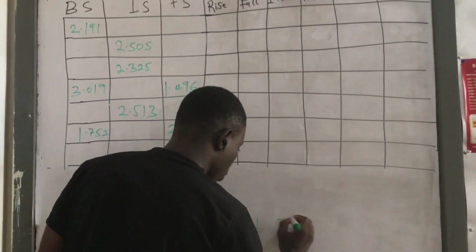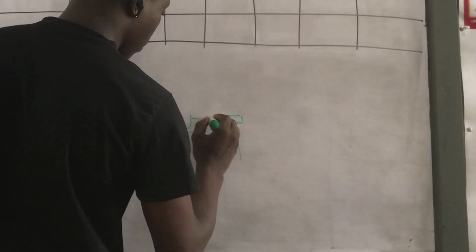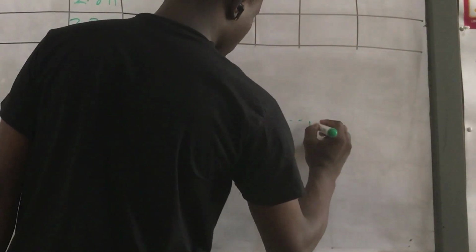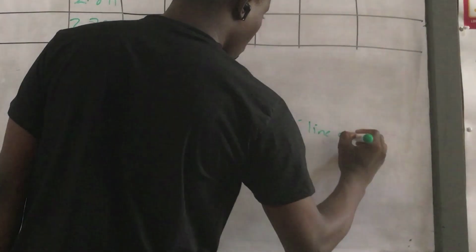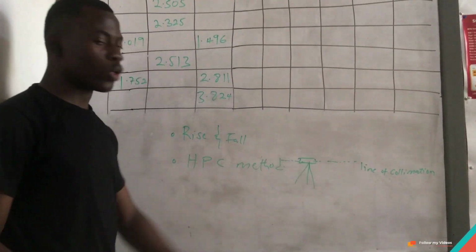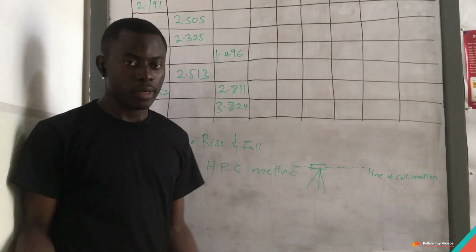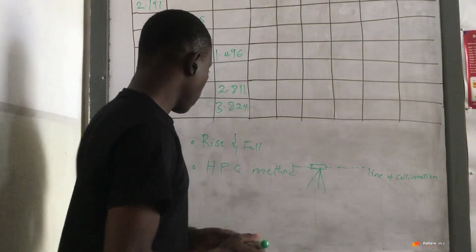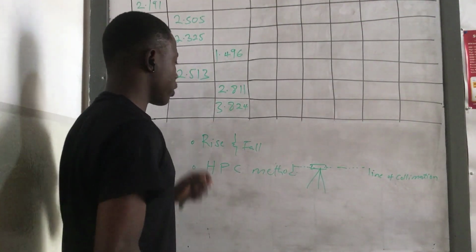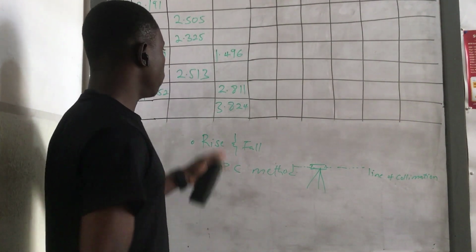So when you have your instrument here, that straight line I've always been talking about is called the plane of collimation, or the line of collimation, alright? Like this, it's called the line of collimation. And when it sweeps across, it's called the plane of collimation. So it's basically the same thing. Alright, so I want to show you first the first method, then after that I'll show you how to use the second method to reduce your levels.